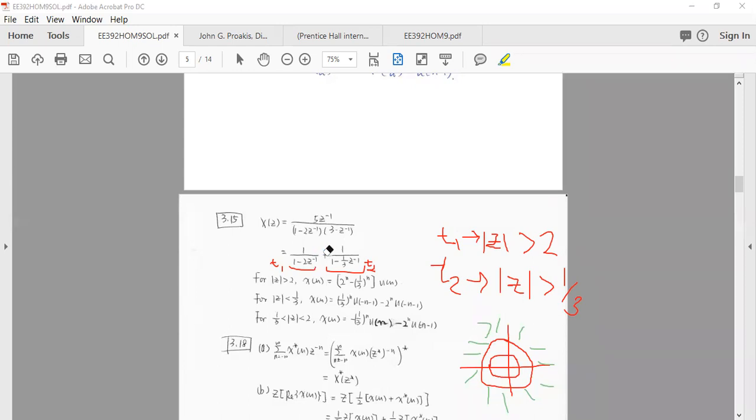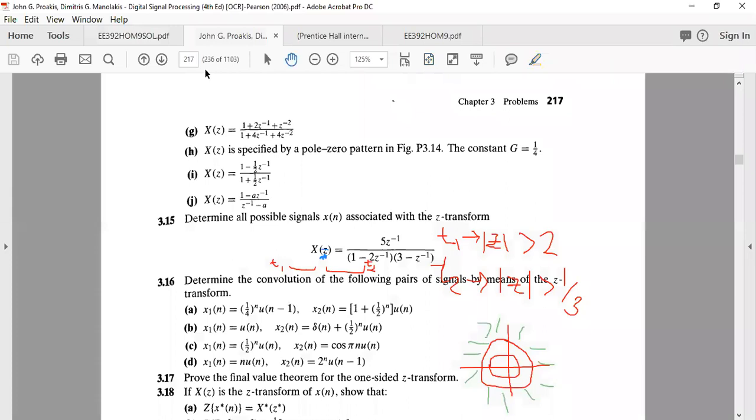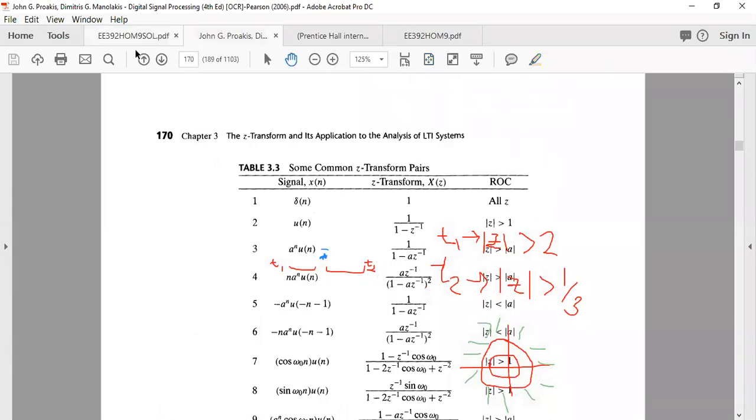Okay. This part has to be negative, not positive, right? It has to be negative. Let me quickly line this up. So we have this particular term, using the causal properties that are given on page 170 of the textbook.